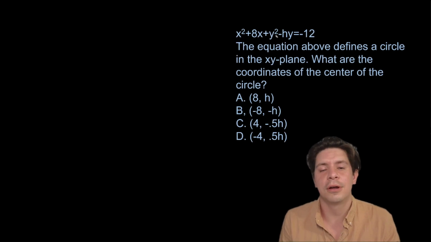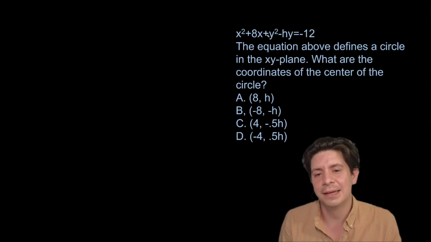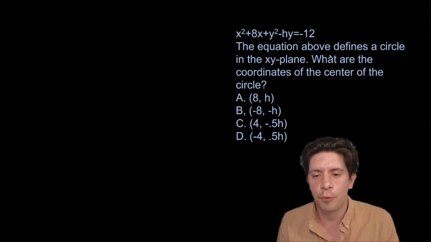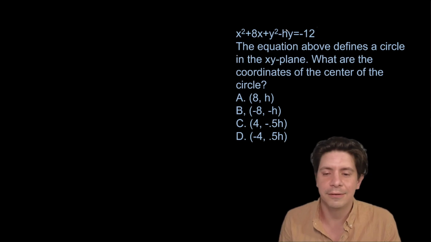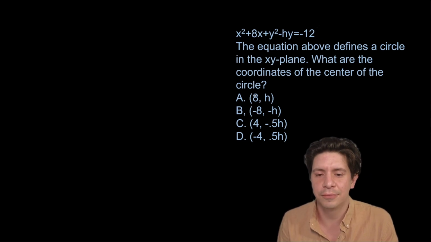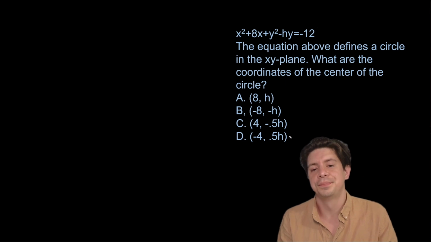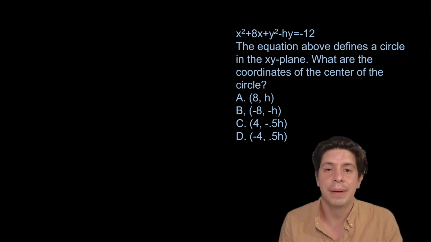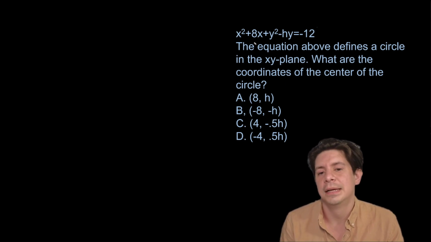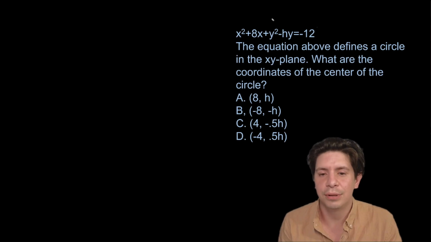Okay, so what a lot of students will do that's a mistake is they'll try to find the full formula. So they'll find the radius and everything. All we care about is the center. And if we look here, we have 8 comma h, negative 8 comma negative h, 4 comma negative 0.5h, and negative 4 comma negative 0.5h. And what you need to remember about circles is that when you have an equation like this, you need to complete the square for each part.